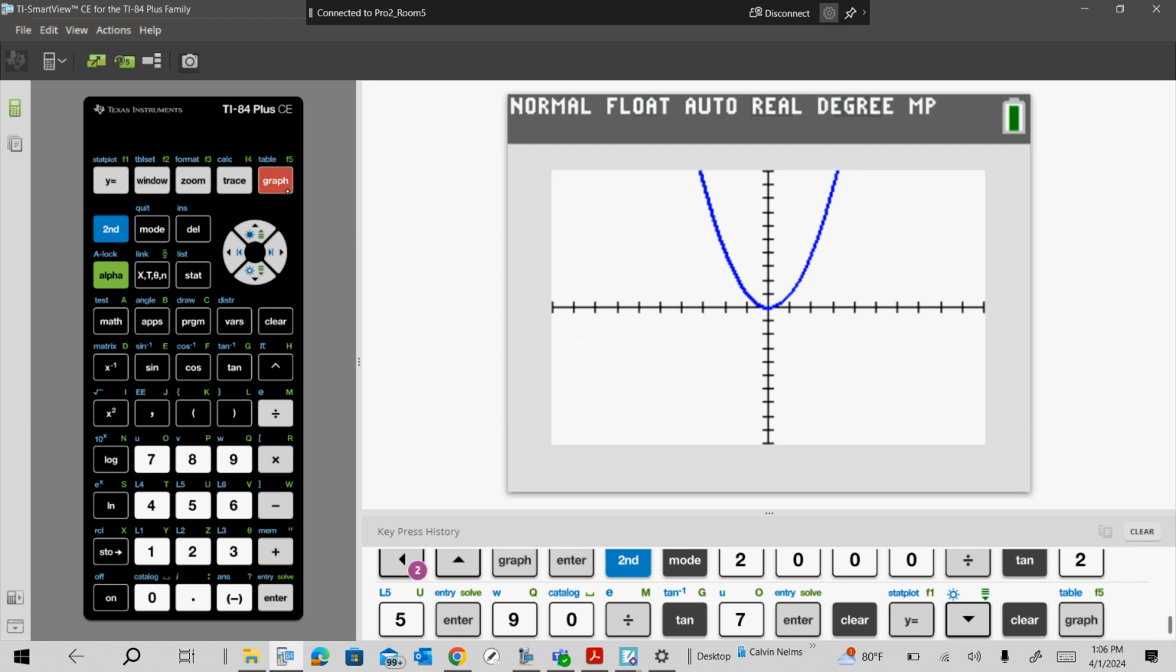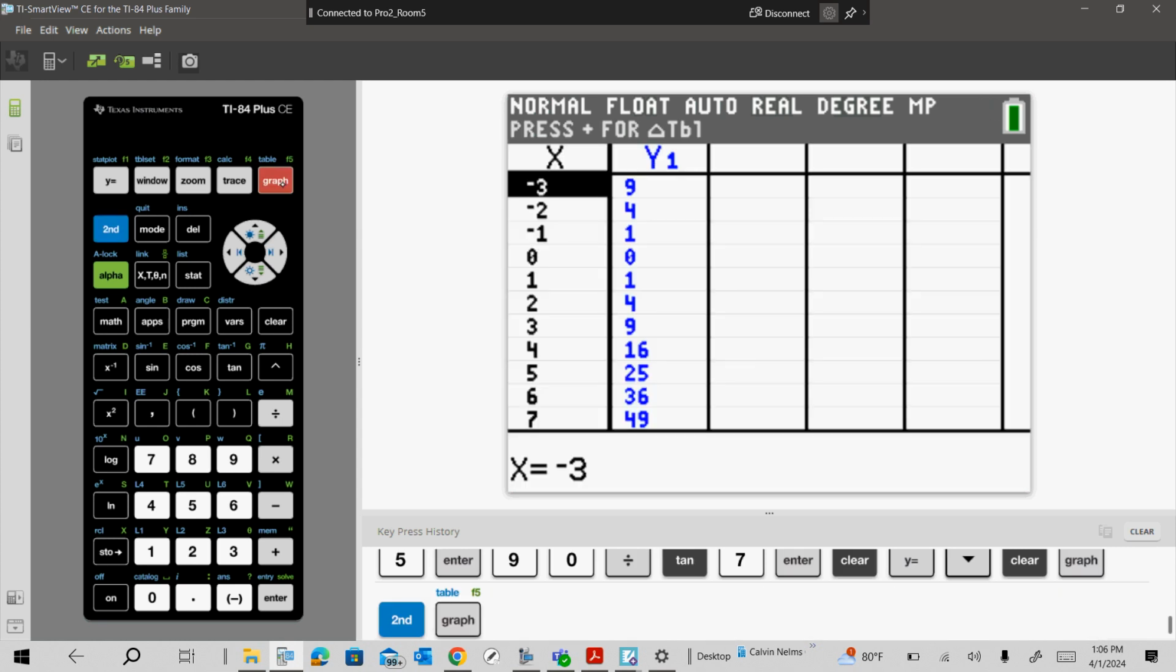How do I get the points to the graph? Trace. Huh? No, not trace. Not second trace. I want the points on the graph. Oh, second graph. Yeah, second graph. Go to the table. Here are your points.